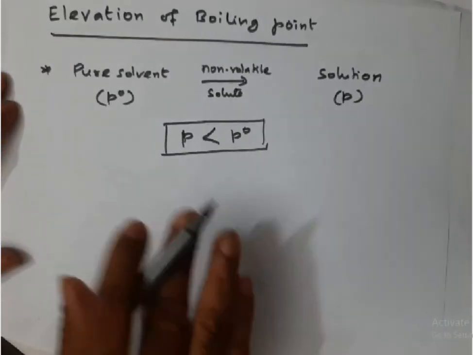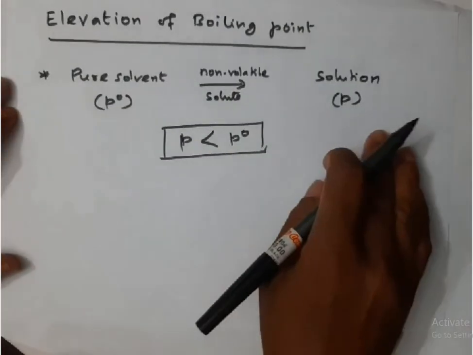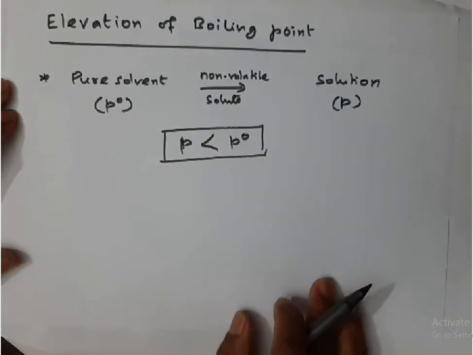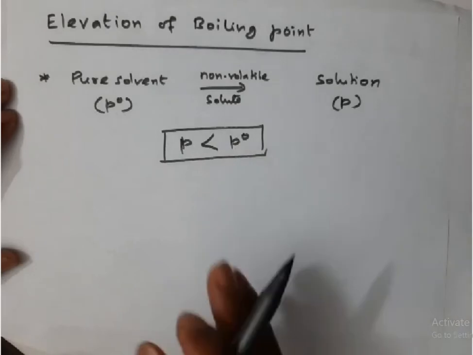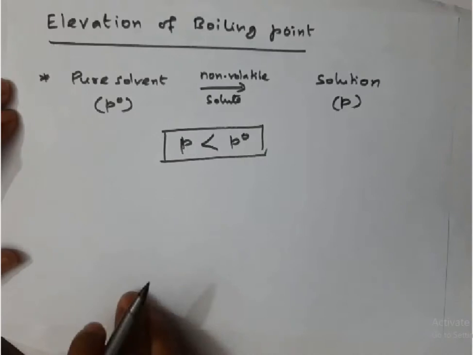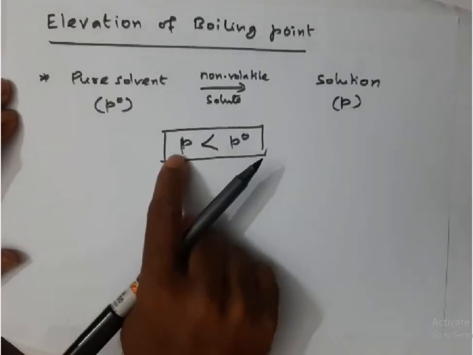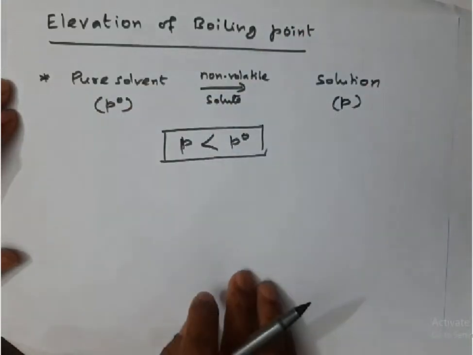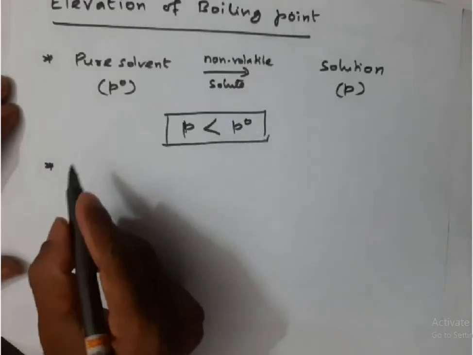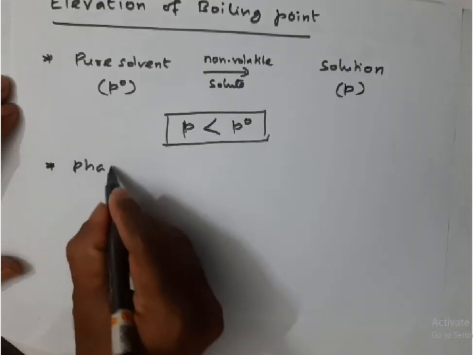Always, whenever you add a non-volatile solute to a pure solvent, the vapor pressure of the solution will be less than the vapor pressure of pure solvent. You also know that boiling point depends on the vapor pressure. If vapor pressure is high, boiling point will be low. If vapor pressure is low, boiling point will be high. Okay. In the last class, I took water as an example. So you take water as solvent, and we discussed the phase diagram of water.